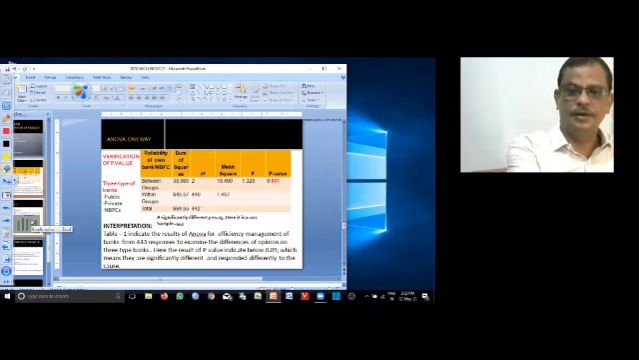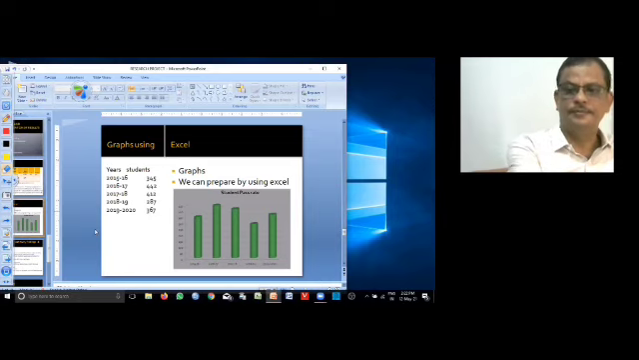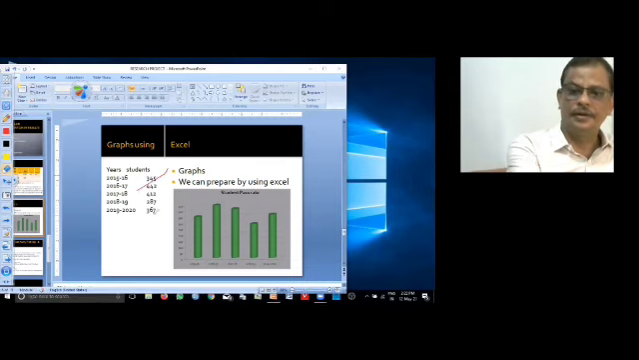Next comes how I prepare the graphs. You see, these are the various years I have mentioned here, and the students. Here there are five different years, and accordingly you have to prepare the graph using your Excel sheet, which is very easy. It is not that difficult. Everybody knows. Then you have to mention all this graphically too.